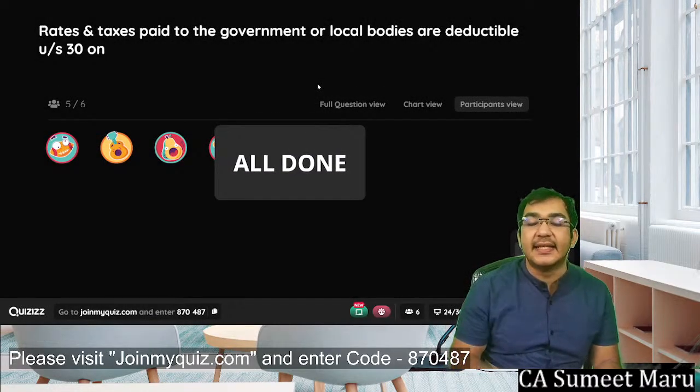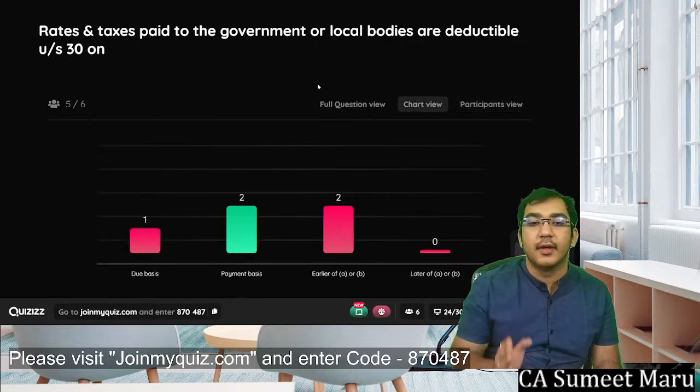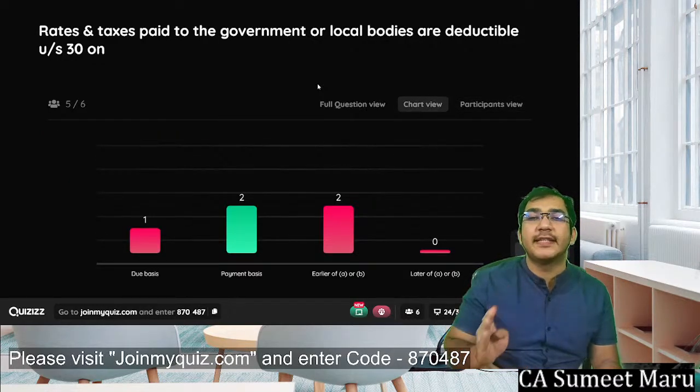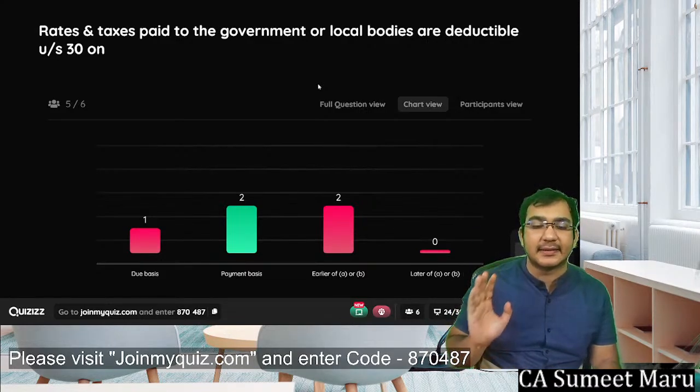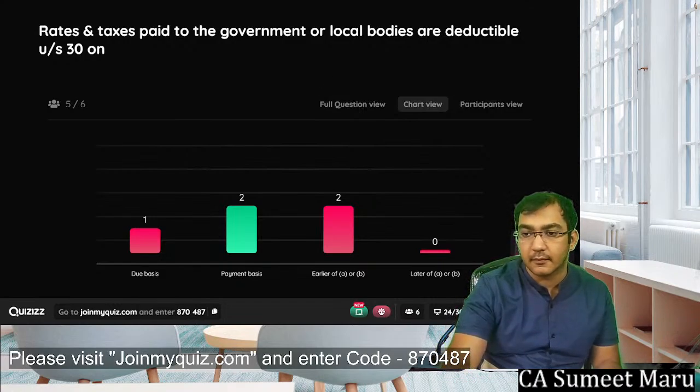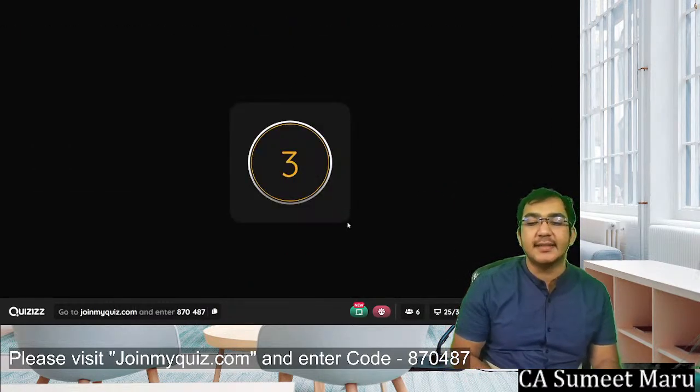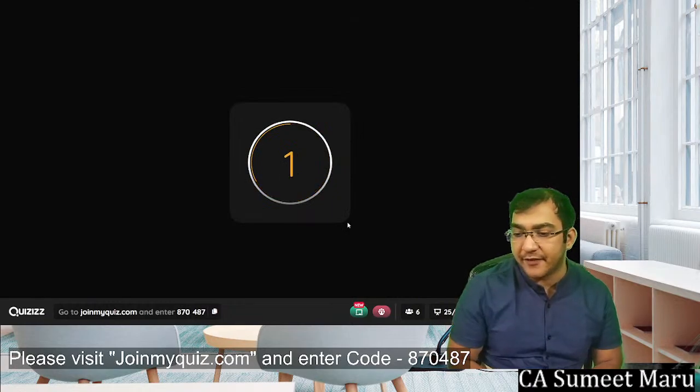And the right answer is it is allowed on the payment basis. Section 43B. How can you forget this? Tax, rate, duty, cess to government is always allowed on paid basis. Such an important section, guys. Question number 25.